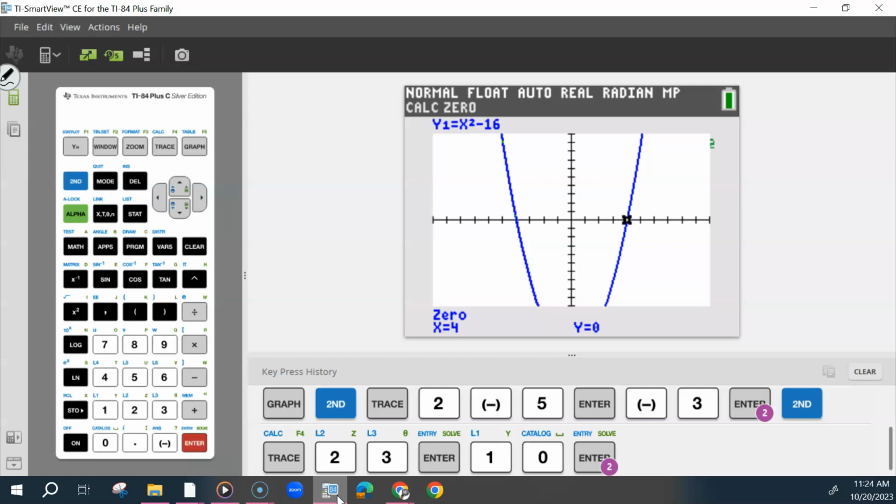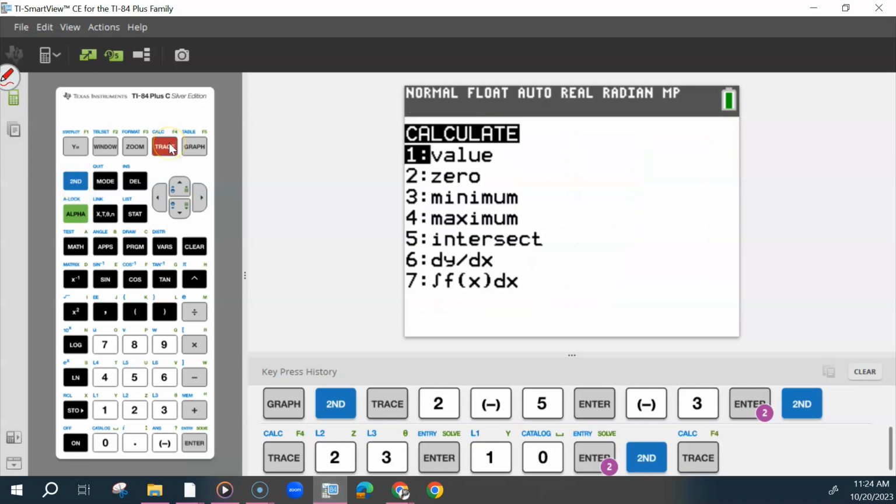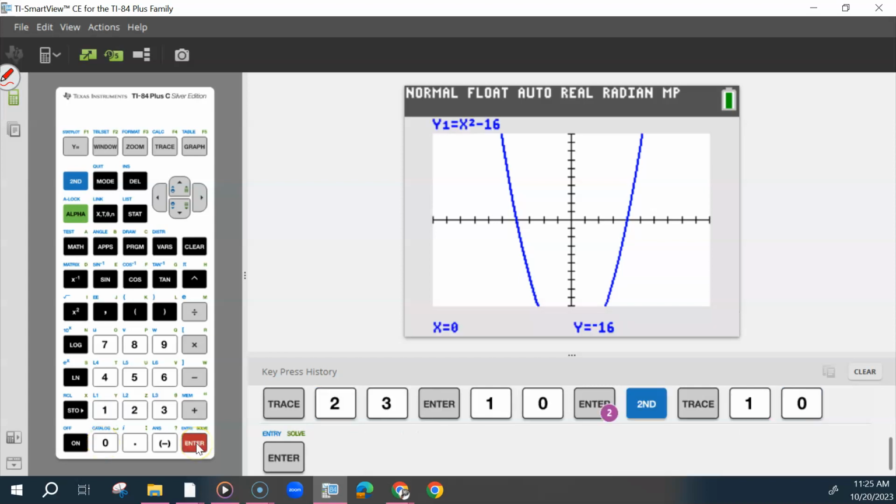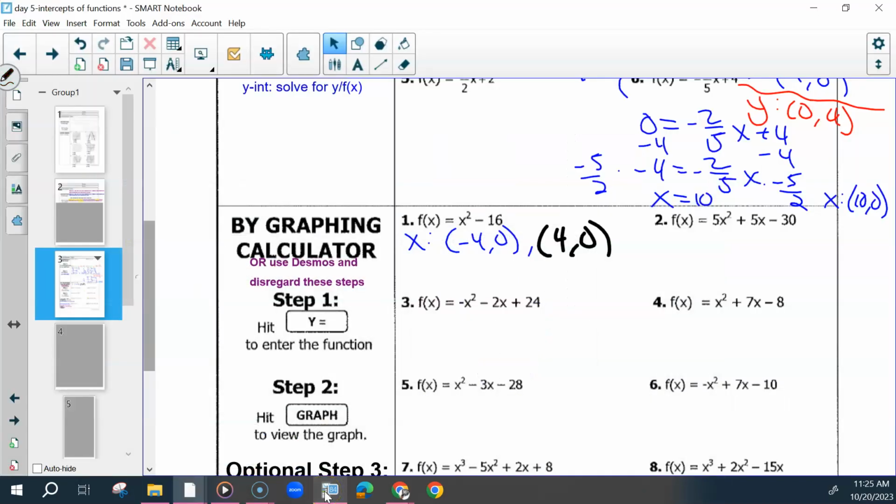But for the y-intercept, it's going to be 0 first. Now to find the y-intercept in the calculator, we're going to go back to second trace. But now we're going to go into value, number 1, not number 2. And it's asking us for an x equals. So if we're looking for a y-intercept, what is our x value? 0. So we're going to put in 0 and hit enter. And that will give you your y-intercept. 0, -16.